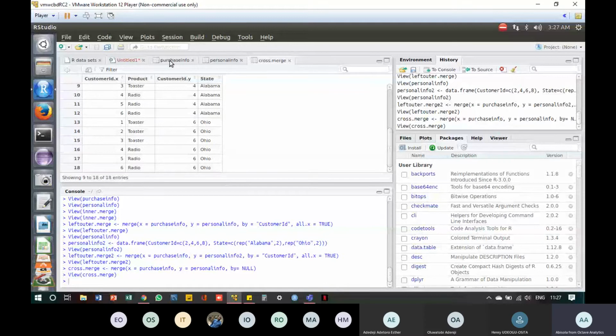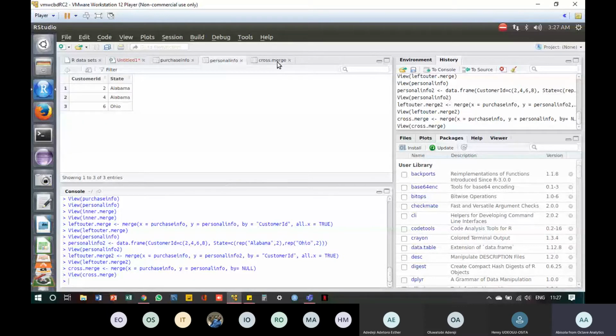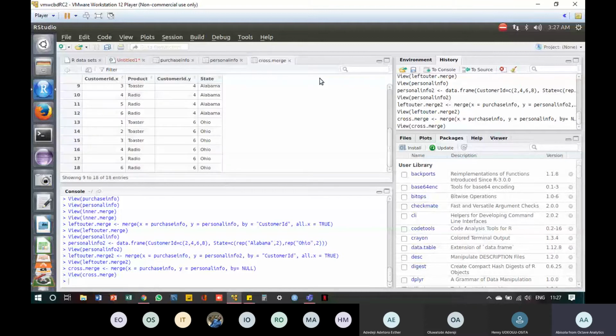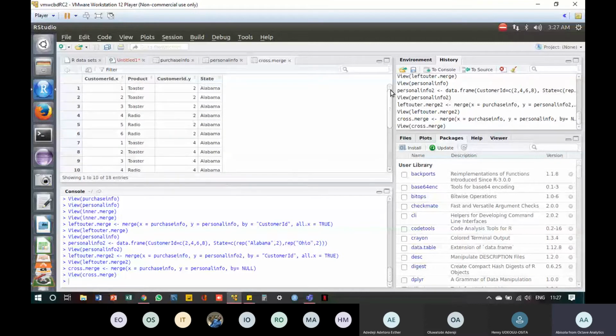So that is what cross dot merge does. It combines every customer ID with the customer ID in the other data frame, and it adds the product and the states. The products from the first data frame and the states from the second data frame. So that's what cross dot merge does. So any questions? We're moving to lab 2.